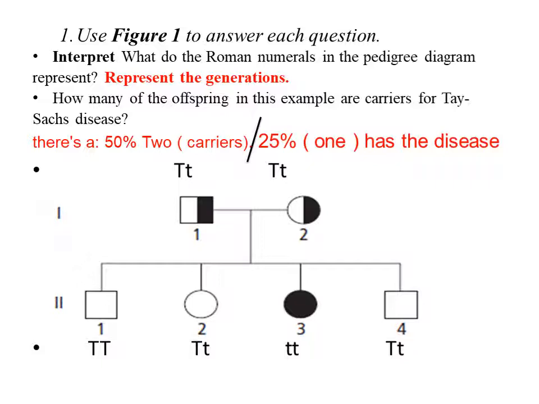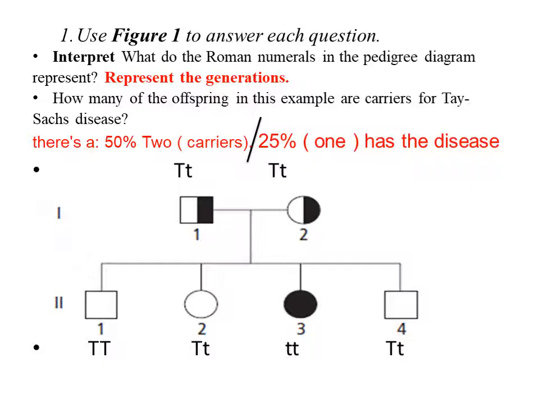First question here: what do the Roman numerals in the pedigree diagram represent? Roman numerals 1 and 2 represent the generations. Generation 1 is the parents. Generation 2 is the offspring.